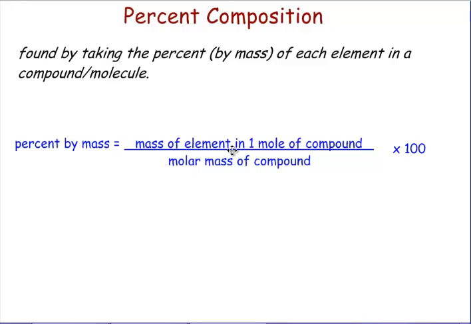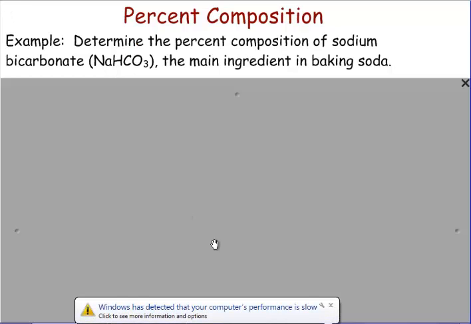Okay, the percent by mass is found by taking the mass of an element in 1 mole of the compound divided by the total molar mass of that compound. And you'll recall from class that we did those last time. We just add up how many moles of each atom multiplied by the molar mass and add all of those together. And then of course we want it as a percentage, so we're going to need to multiply that by 100. So let's do an example problem.